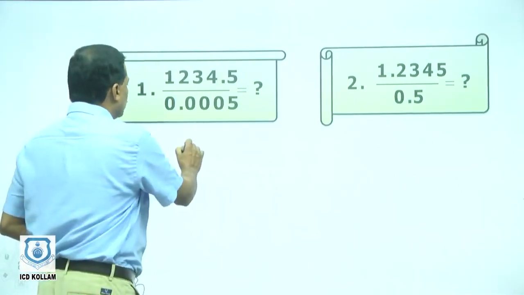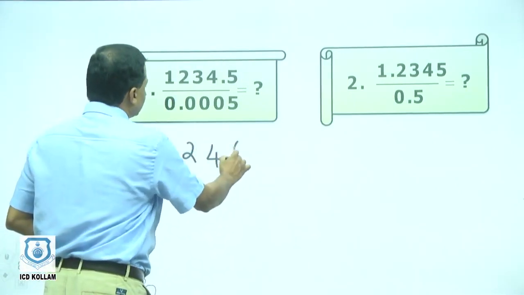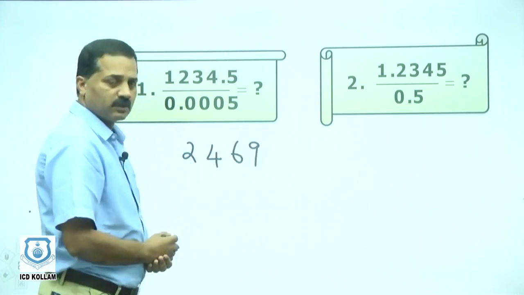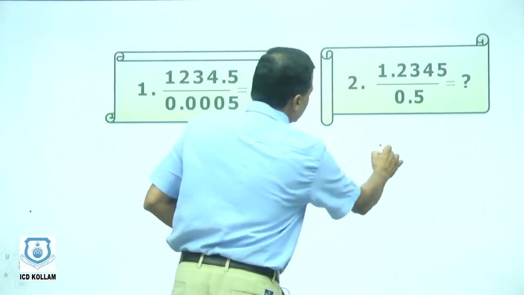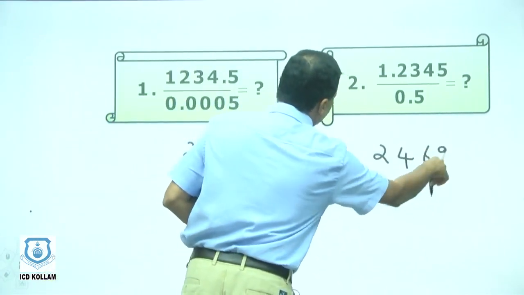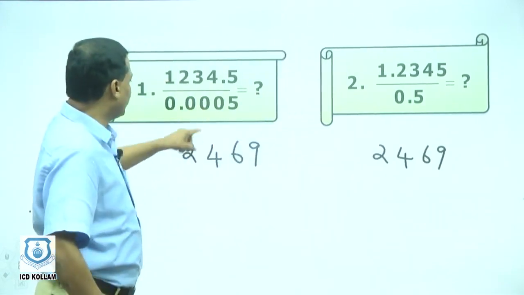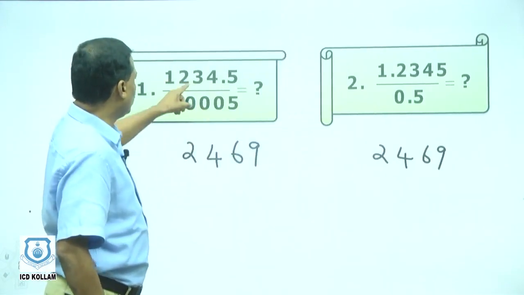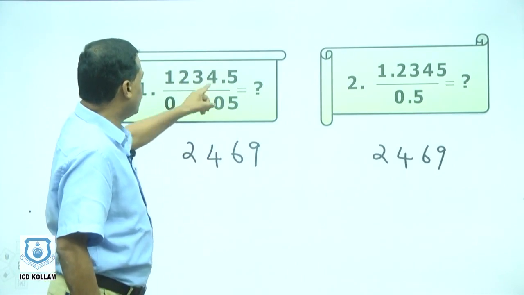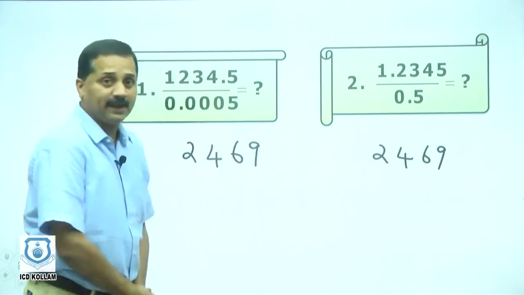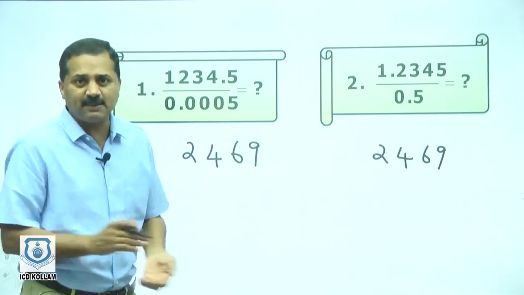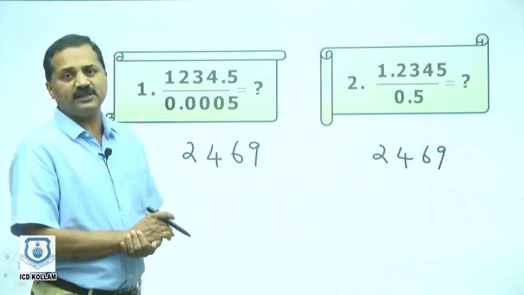So it is 2, 4, 6, 9. Here also it will be 2, 4, 6, 9. 12 by 5 is 2, 23 by 5 is 4, 34 by 5 is 6, 45 by 5 is 9. So the basic values remain the same. Now I am going to adjust for the decimals.